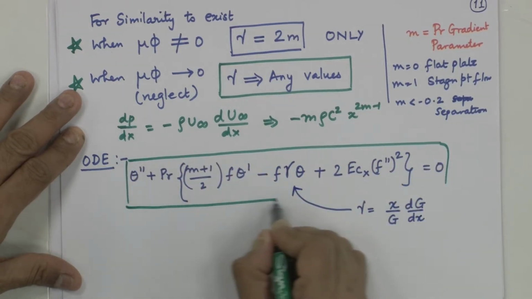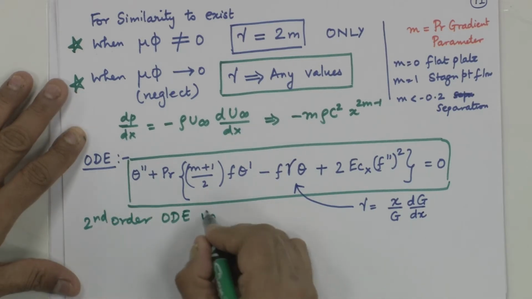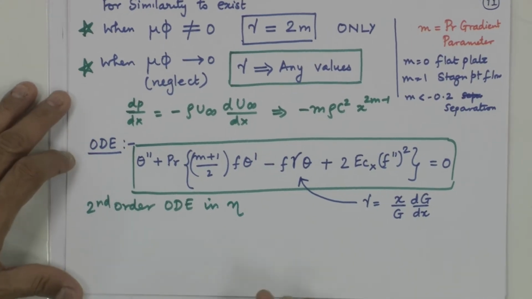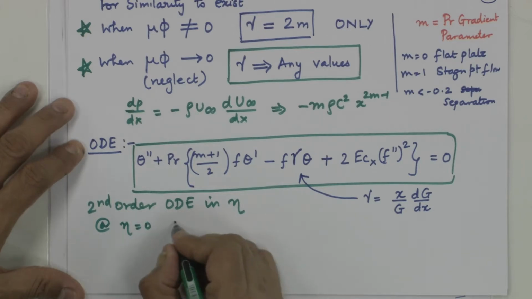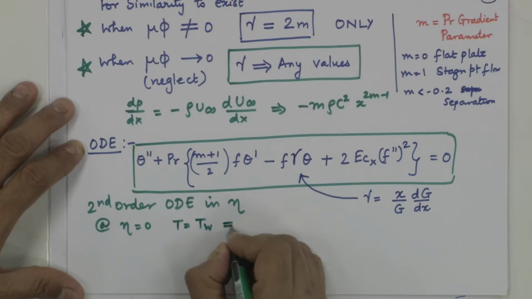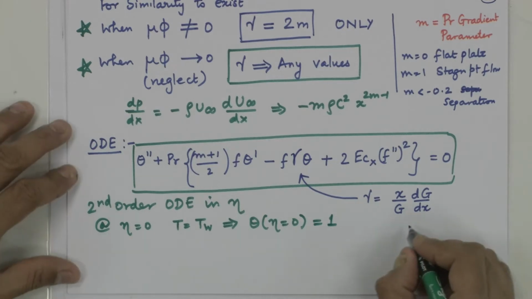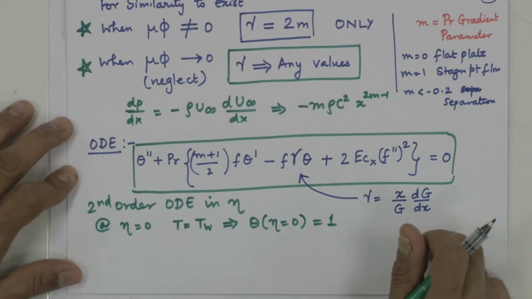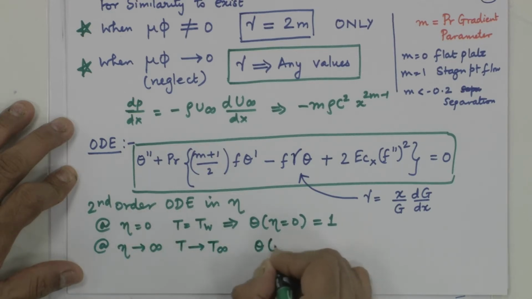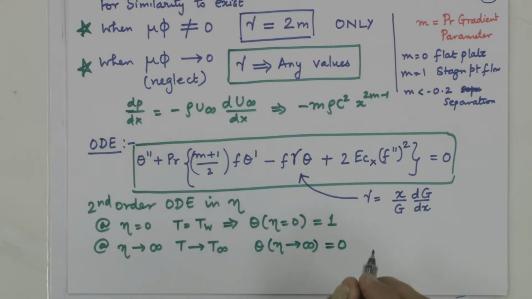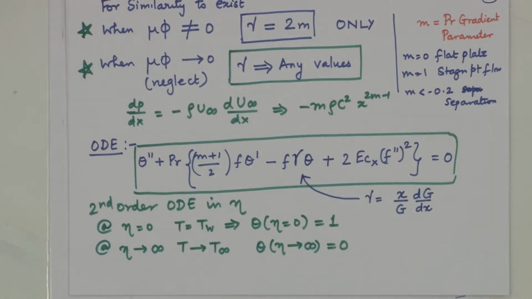What are my boundary conditions? What kind of an equation is this? A second order ordinary differential equation in eta as the independent variable. So what are my boundary conditions? At eta equal to 0, or y equal to 0, T is equal to T wall, which means theta of eta equal to 0 is 1. What is my definition of theta? T minus T infinity divided by T wall minus T infinity. Second, as eta tends to infinity, T tends to T infinity, so theta as eta tends to infinity is 0. So these are my boundary conditions. Two boundary conditions, second order ODE. So technically I should be able to solve.